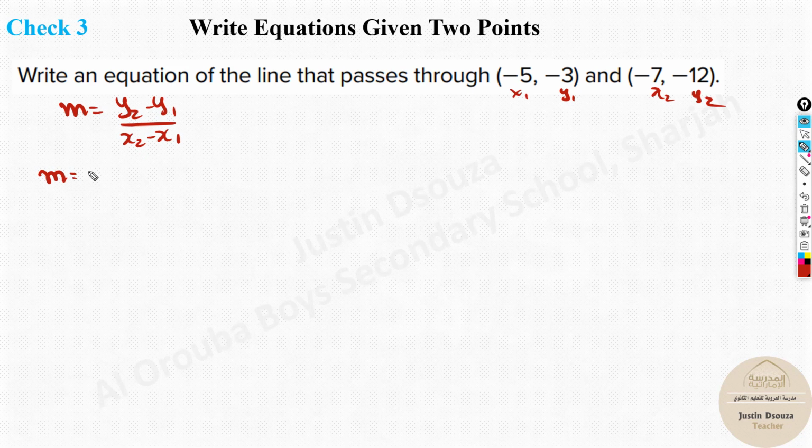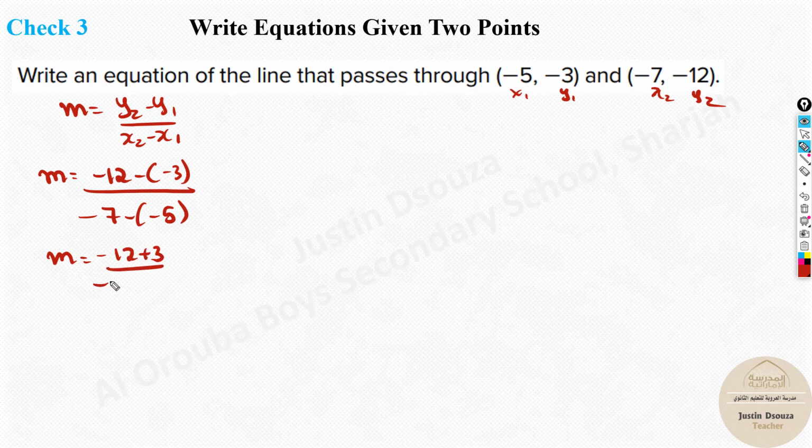So m equals, what is y2? It is negative 12 minus, what is y1? Negative 3, divided by x2, which is negative 7, minus of minus 5. Let's quickly do it over here. It'll be positive: negative 12 plus 3 divided by minus 7 plus 5. That will be simplified to negative 9 by negative 2, or you can write it as positive 4.5. Okay, so that is the answer for m. m is done. What about the other things?